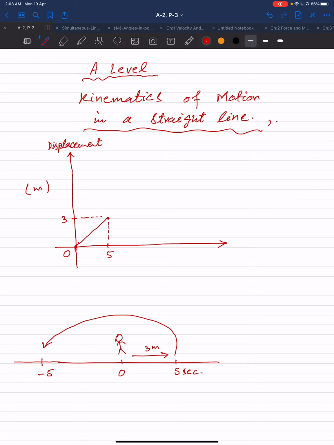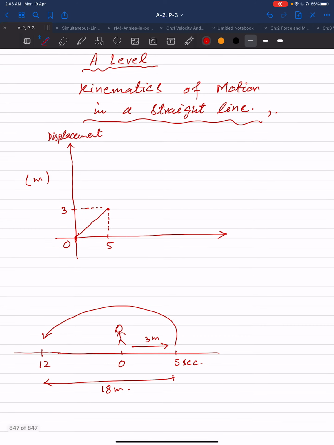So it walked for 12 seconds in this direction, 18 meters, right? How are you going to plot this in the displacement-time graph for the next 12 seconds? That means till 17 seconds.